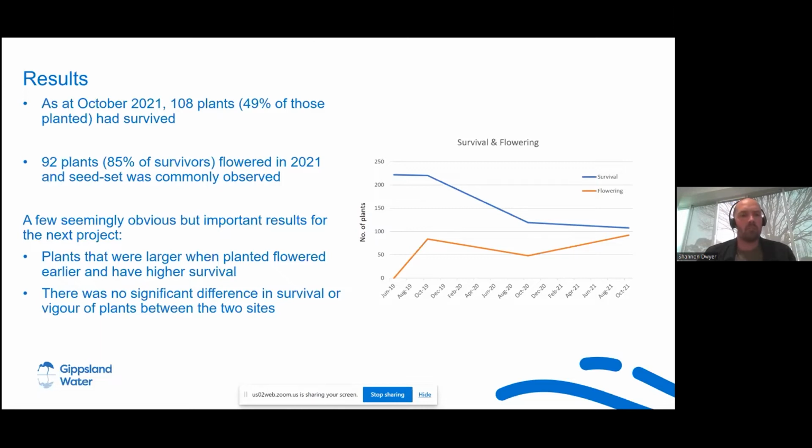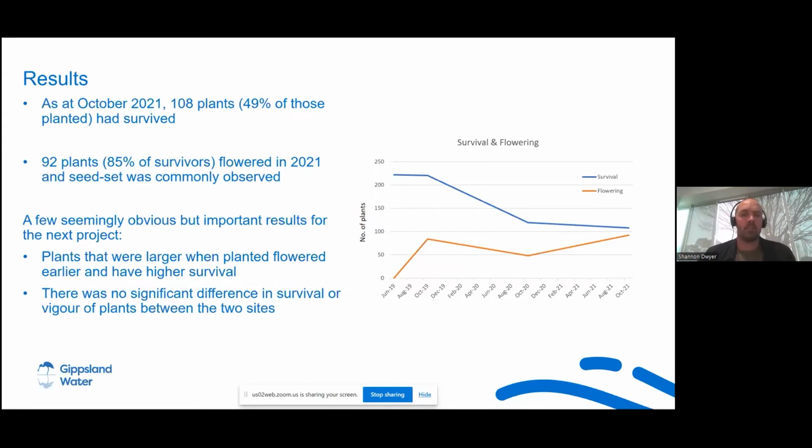So some of the perhaps obvious, but I think important results to take out of this one were that plants that were larger when they were planted flowered earlier and have a higher survival rate. That might be because, and this is just a theory at this stage, because the population's so small, we had quite a few runts, I'd call them, in the group of plants that we planted. So maybe a little bit of inbreeding depression is leading to less fit plants. So some of those runts that were smaller probably haven't survived through this first couple of years, but the larger ones that were planted have done better, so they're probably fitter and more vigorous plants.